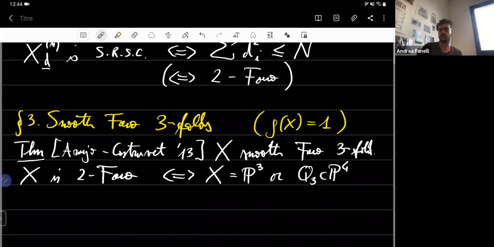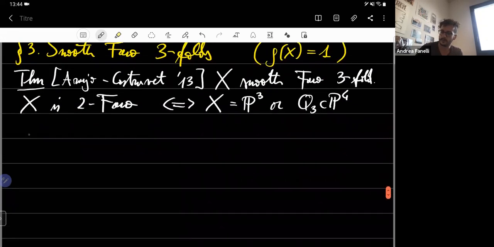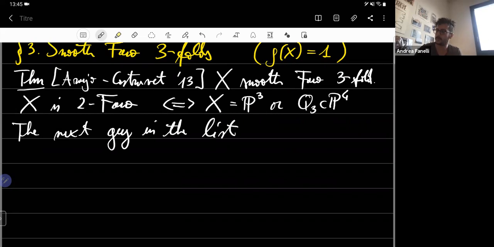So you see, this numerical condition is very, very restrictive. And those are basically the two examples we had before, where you can check rational simple connectedness by hand. So who should we look at after those two guys? The next guy in the list of Fano threefolds of Picard rank 1 is V5, the quintic del Pezzo threefold inside P6.